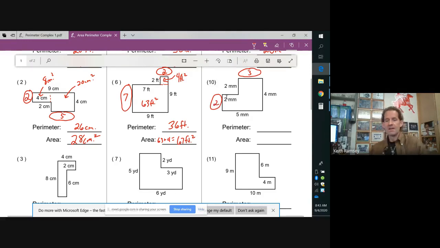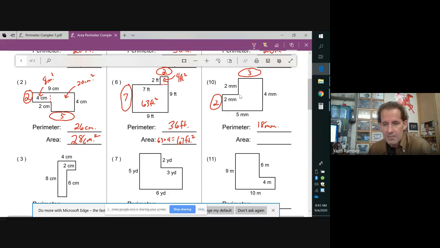Okay? Now to find the perimeter, I'm going to find the sum of all the sides. So I have 2 plus 2 is 4, plus 2 is 6, plus 3 is 9, plus 4 is 13, plus 5 is 18 millimeters for the perimeter.